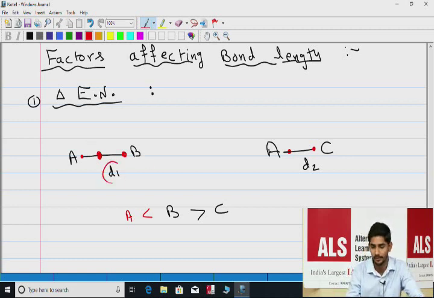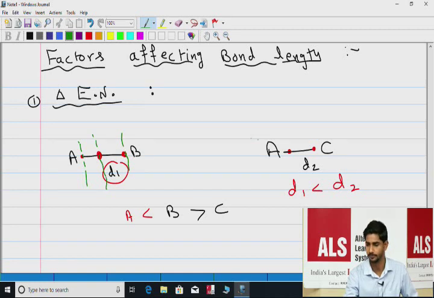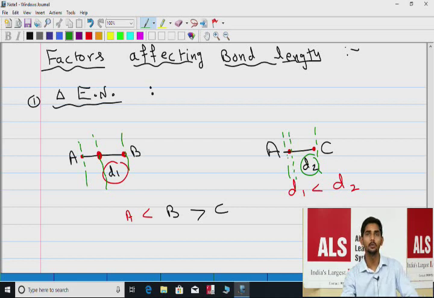Obviously, guys, D1 will have the smaller value and D2 will have the bigger value, because B had pulled the electrons of A towards itself more forcefully. That's why the bond length, which was this one initially, now becomes this one. It shifted from here to here. So obviously D2 is relatively bigger in distance, or we can say bigger in length. So D2 is the bigger value and D1 is the smaller value.